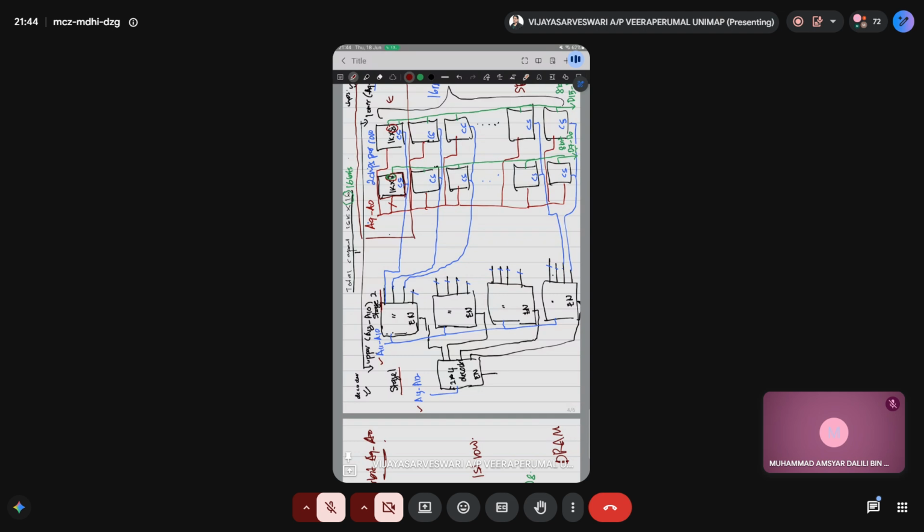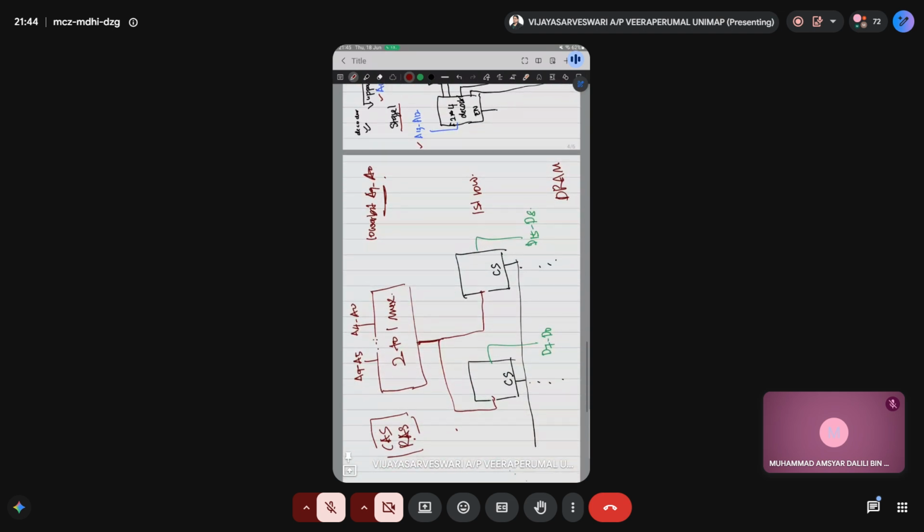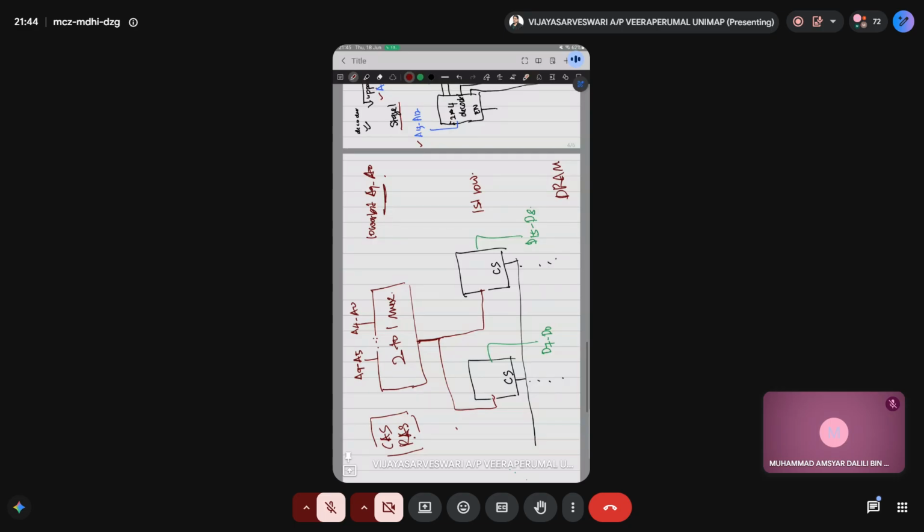So for the DRAM, we don't need those techniques because we already have the RAS and CAS. That's why we don't need this kind of selection of where to save everything, because we already have the CAS and RAS. So that's why we have additional to study for the SRAM, the three types of techniques.